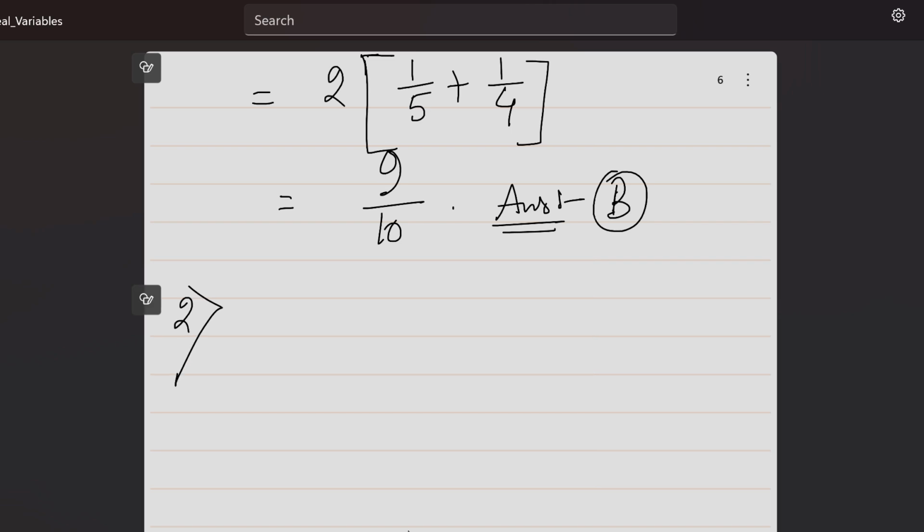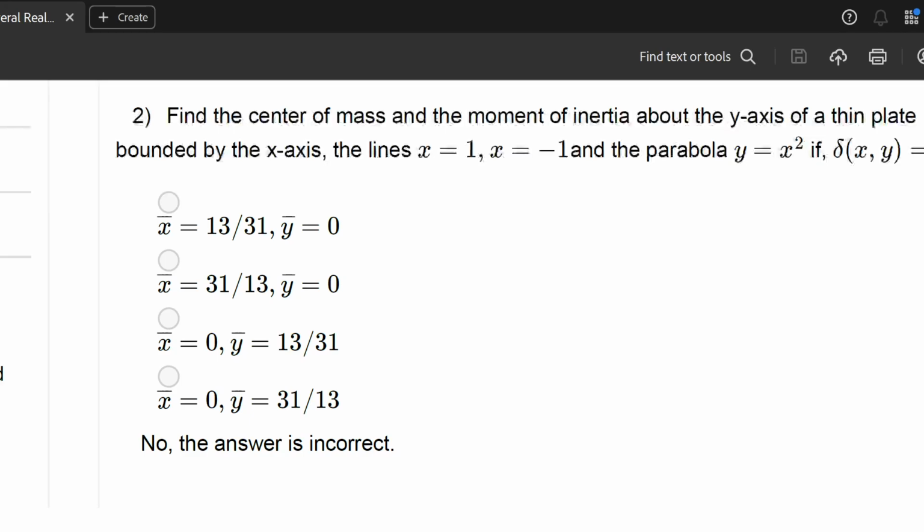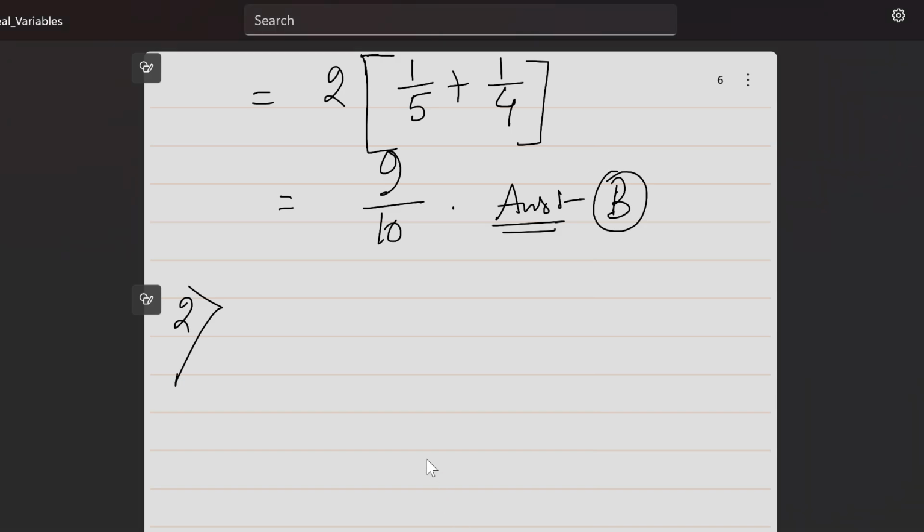Let me first show you this question again. The question is to find the center of mass and moment of inertia about y-axis, not x-axis, of a thin plate which is bounded by x-axis, x equal to 1, x equal to minus 1 and some parabola, where delta is the density function. Okay, so let me first draw the graph. First let me write what I have to find, that is center of mass and moment of inertia.